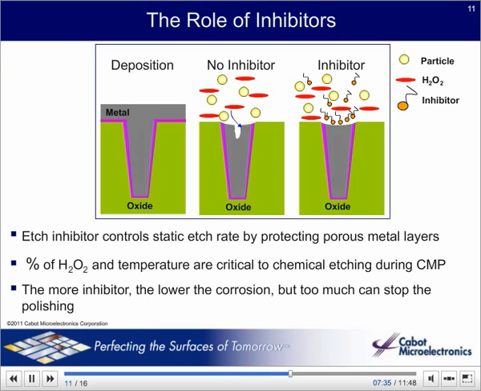If we were to make the slurry with particles and some acid and some hydrogen peroxide, it's very possible that the slurry would etch a pit into the metal surface, as in the middle picture. Maybe you have seen corrosion on your car or on tools that have been left outside. By adding an inhibitor, as in the right image, we can protect the surface from pitting. But you better be careful. If you add too much inhibitor, you might make it impossible to polish the metal to begin with, or slow the polishing rate down too much.